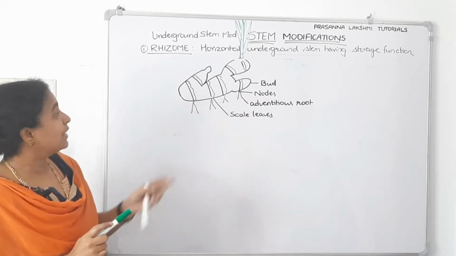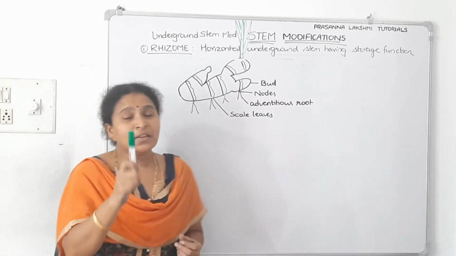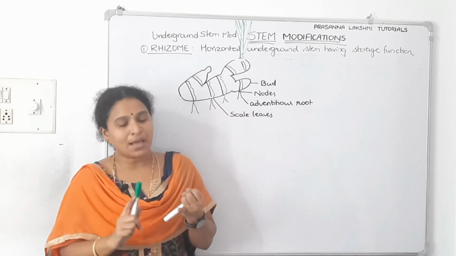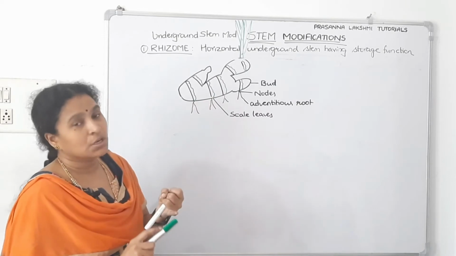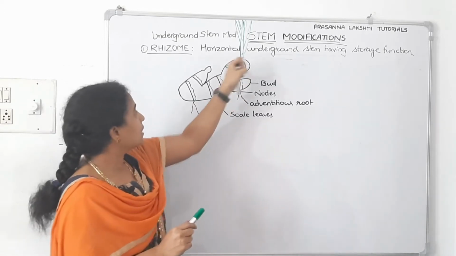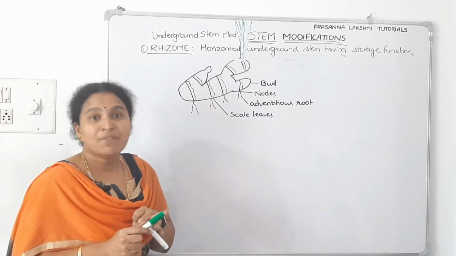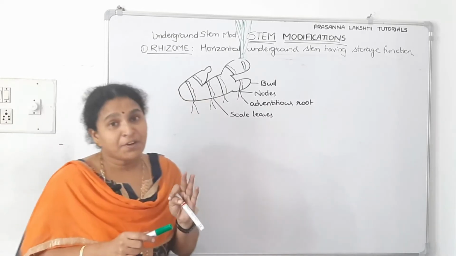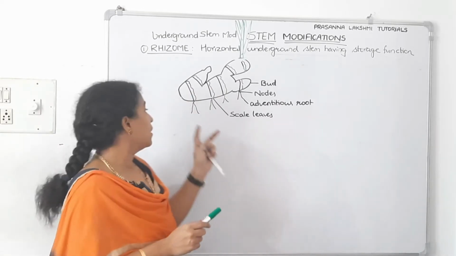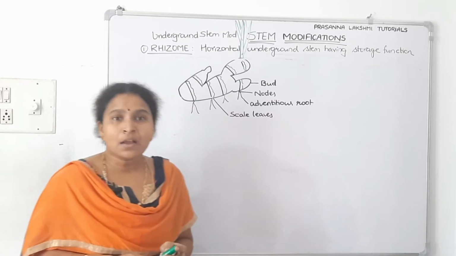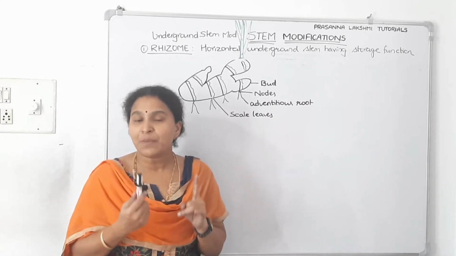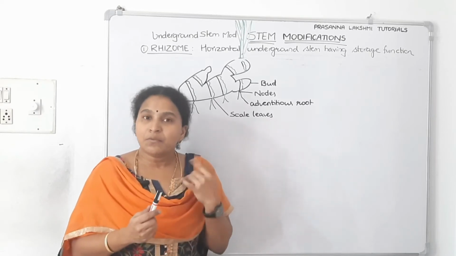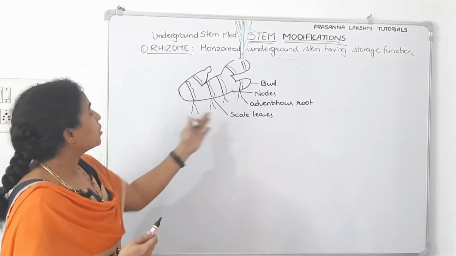How can you tell that this is a stem? We have read the characters of a stem. Stem should have nodes and internodes. So these are nodes. This distance is internode. Stem should have buds. Yes, these are buds. Stem should have leaves. So these are the leaves. Adventitious roots usually come from the stem only. These are the adventitious roots. Taking all this into consideration, we can tell ginger is a stem. Which type of stem? Underground stem. It comes under rhizome. Rhizome means horizontal stem.